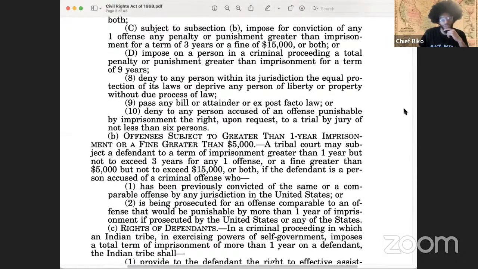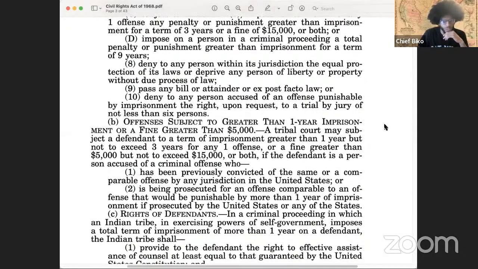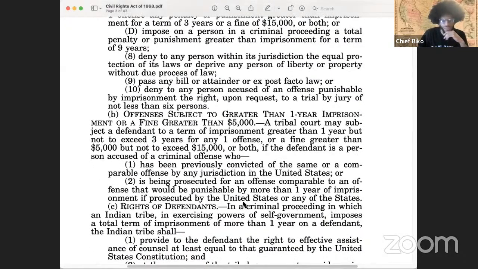So we have to get back to, again, running our own shit, establishing our own government. Without that, we'll end up just like this, just being a subsidiary underneath this United States corporation. So I'll pick up here on rights of defendants.